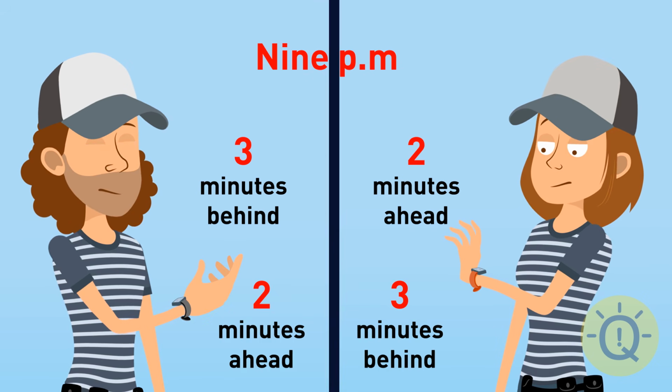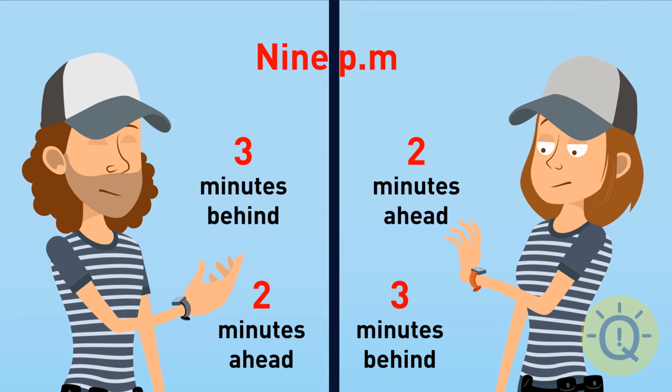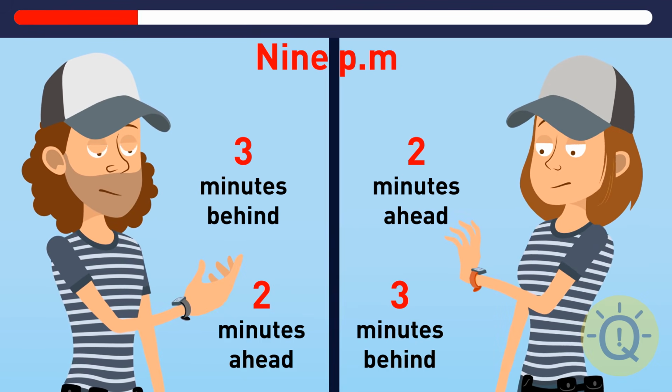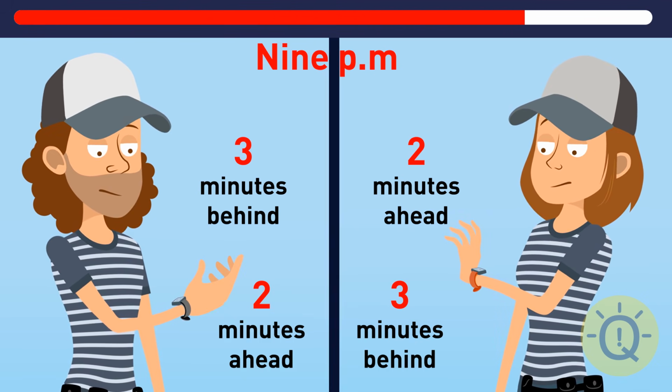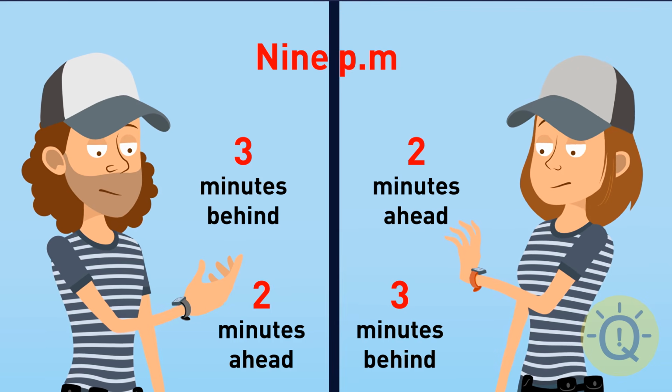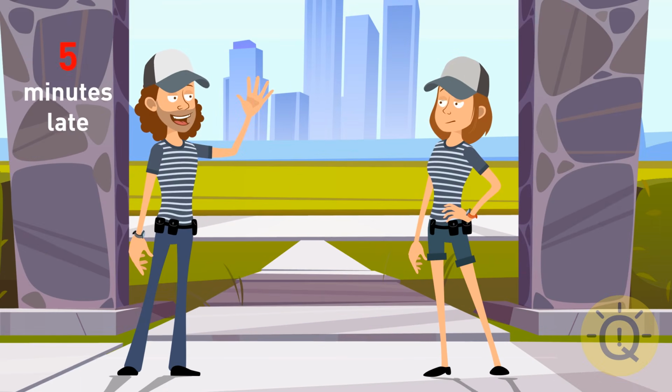Which of them do you think will be late for the date? Andrew will be 5 minutes late and Emma will be 5 minutes early.